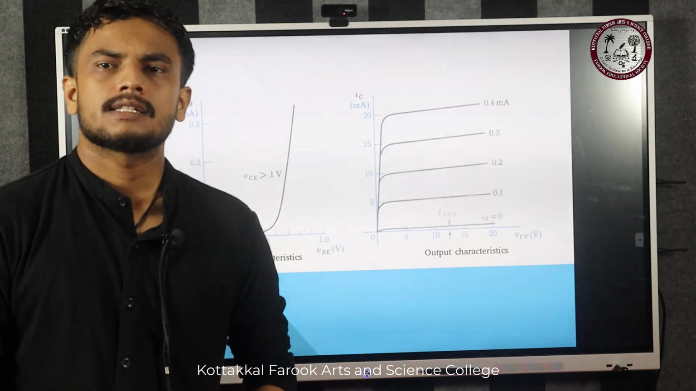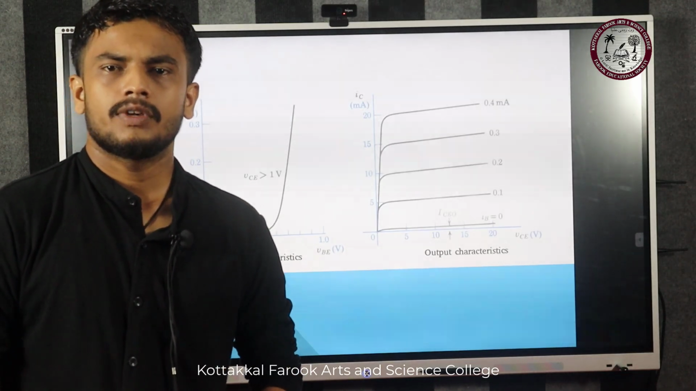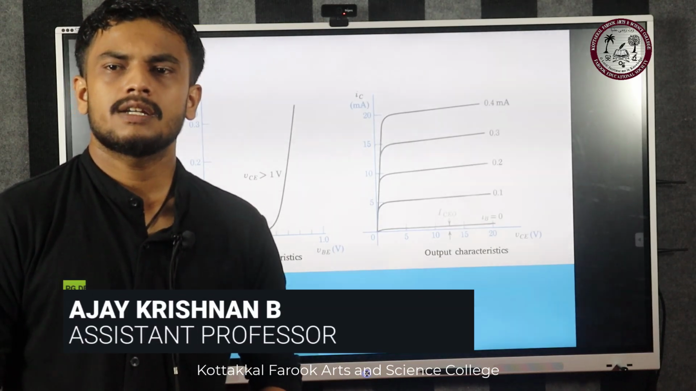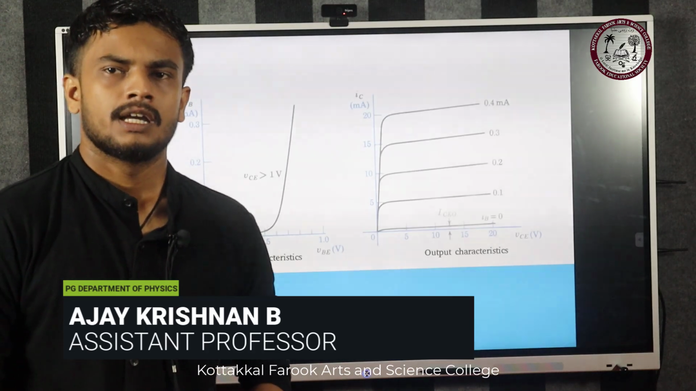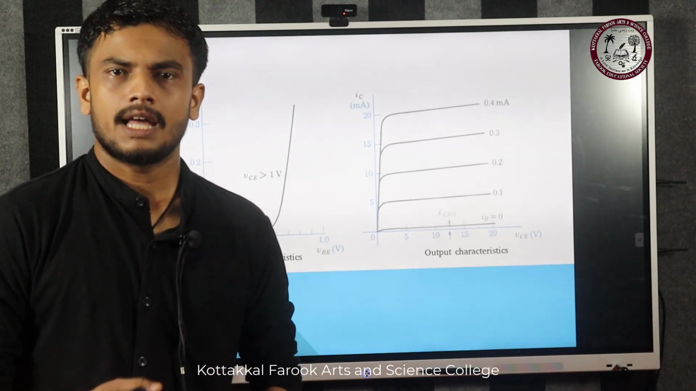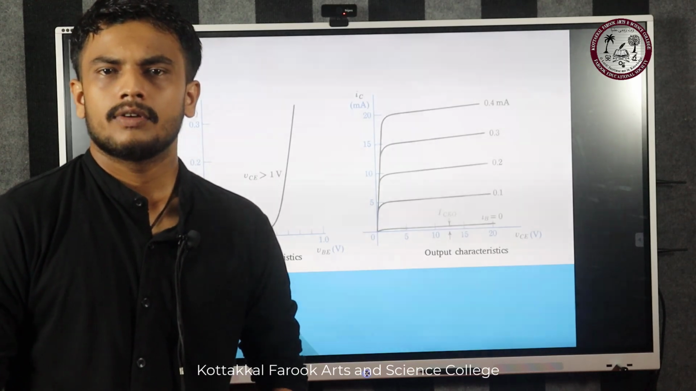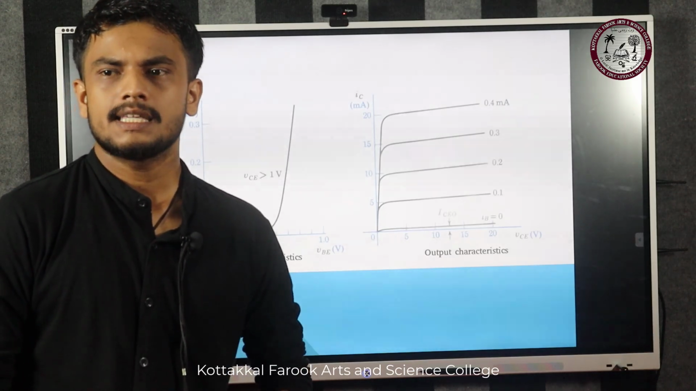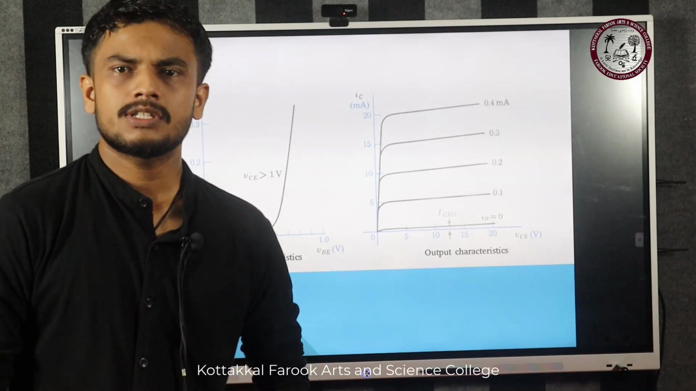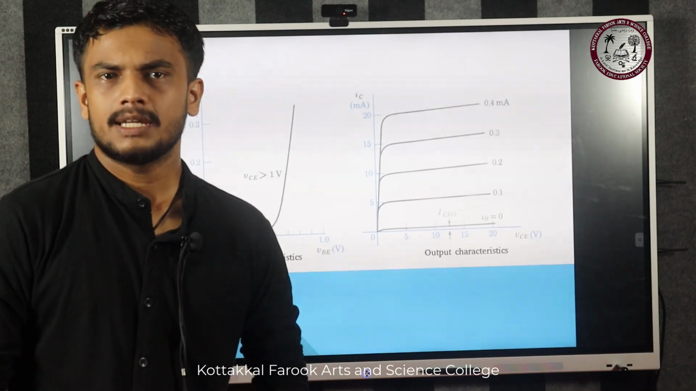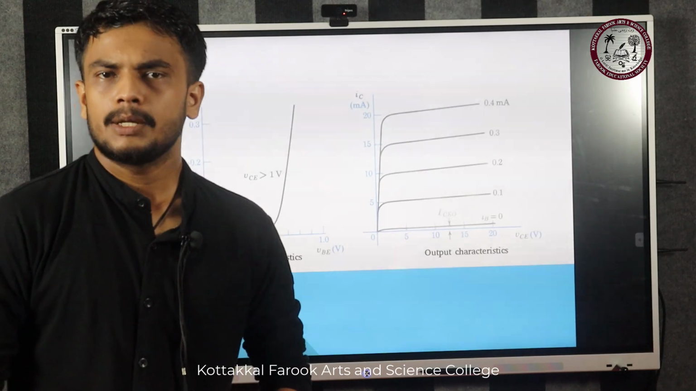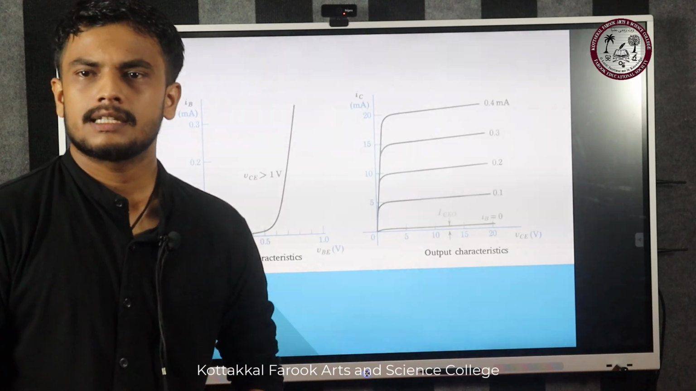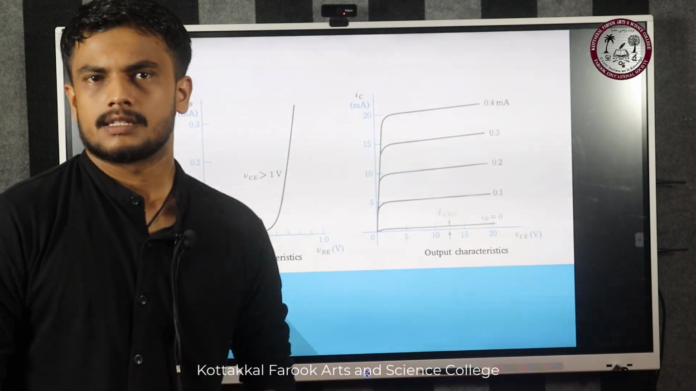In input characteristics, IB versus VBE at constant voltage at output, which means constant VCE, gives this type of graph. In the output characteristics, we find the output current versus output voltage, which is IC versus VCE at constant IB. IB means the base current, which is the input current we use in the common emitter. Thus, we can find the input characteristics as well as the output characteristics.